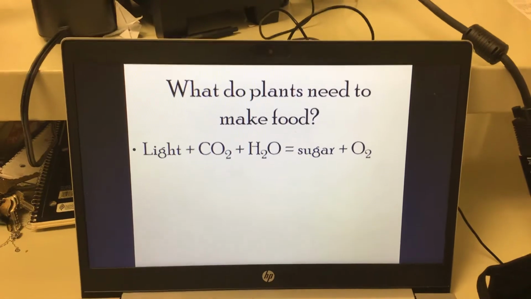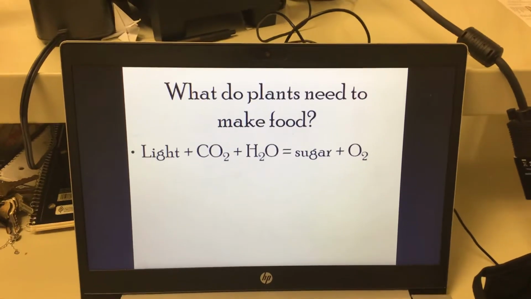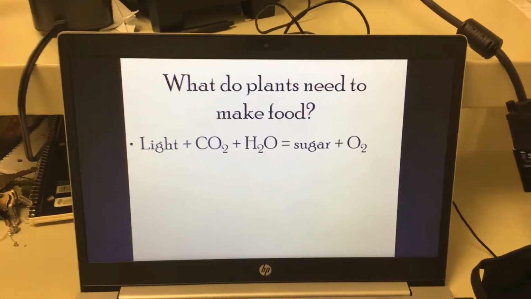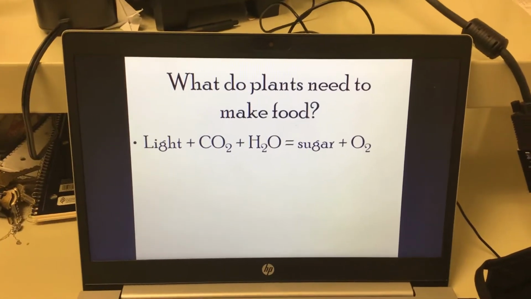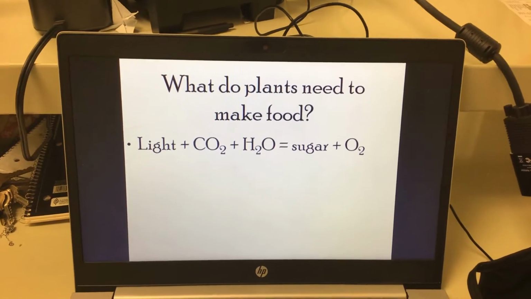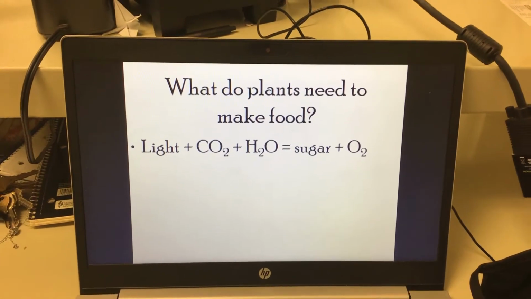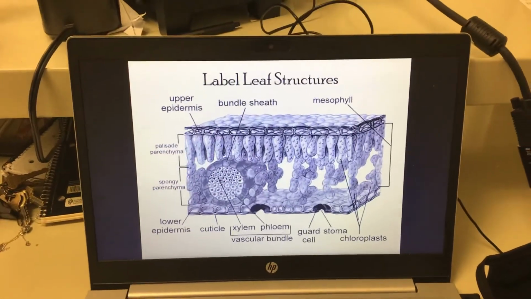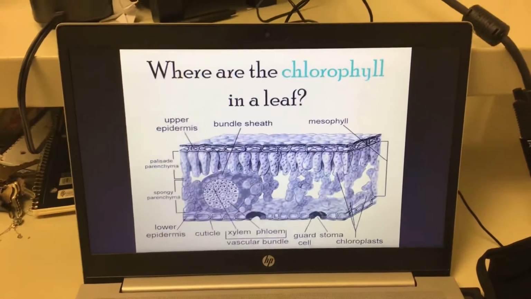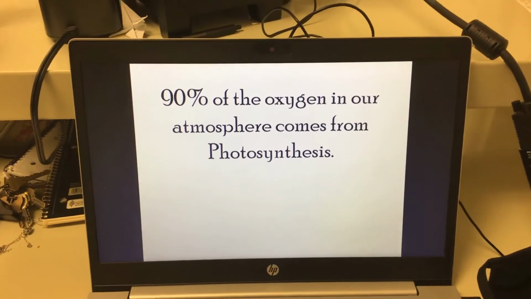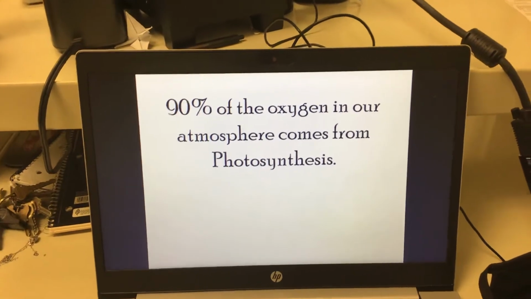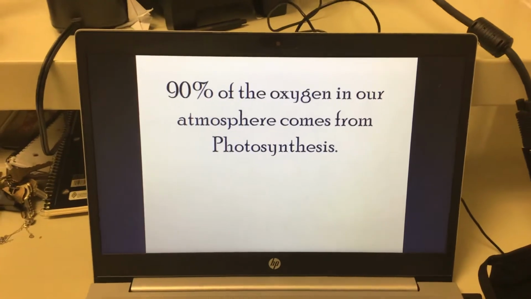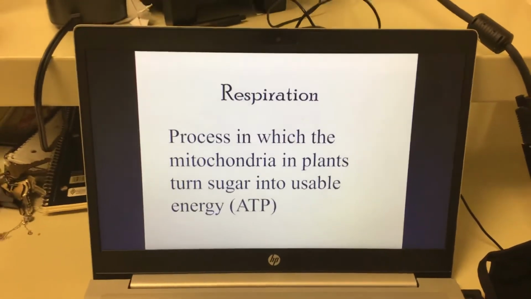And you're gonna end up making sugar, glucose, that's what they want, their food. And then a little extra O2, which is oxygen, which is a waste. It's gonna just release that. So that's the formula, the ingredients, the math problem for photosynthesis. Don't write this, but 90% of the oxygen in our atmosphere is a product of photosynthesis. So plants are important, not just for food, but for oxygen.